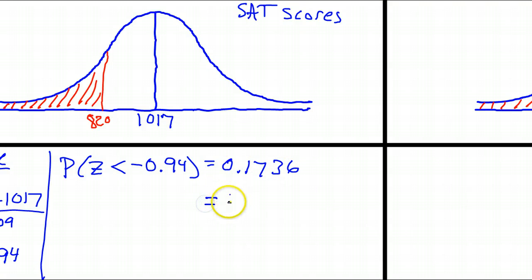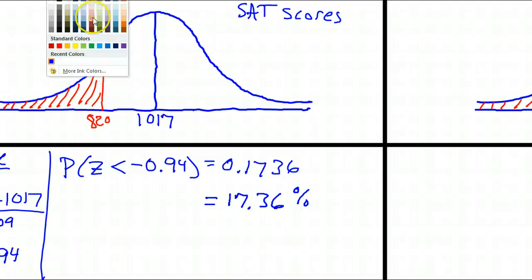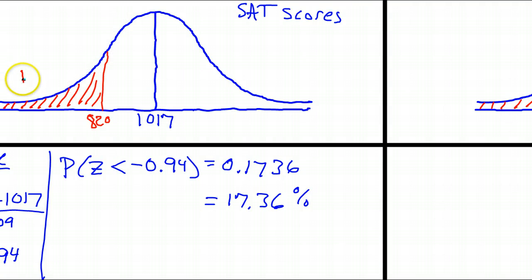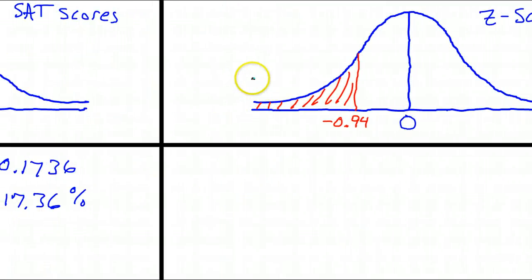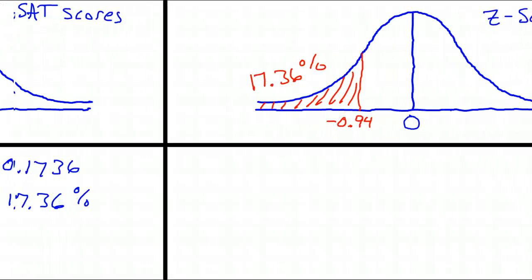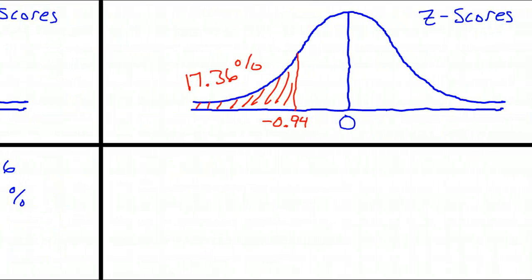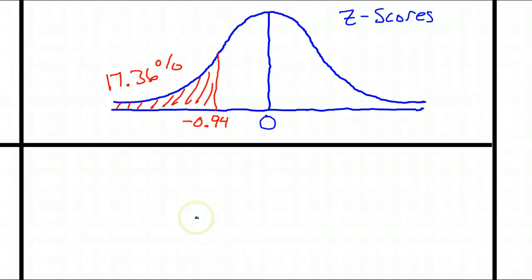Or written as a percentage, this would be 17.36%. And that's going to be the same for both graphs, so I'm just going to put it down. So 17.36% of the data is to the left of 820, and 17.36% of the data is to the left of negative 0.94. All right, now we can answer the question in a complete sentence, and that's what we do right here.